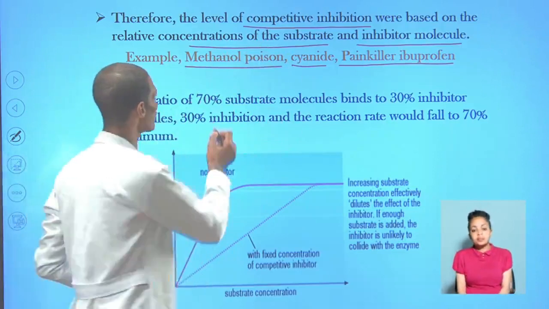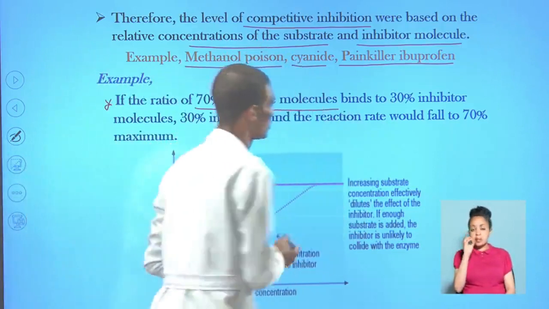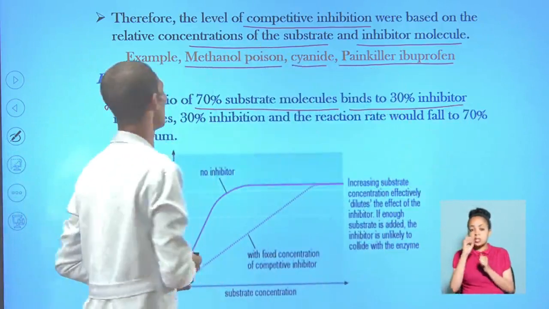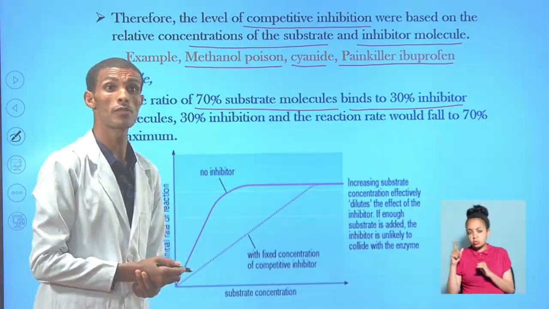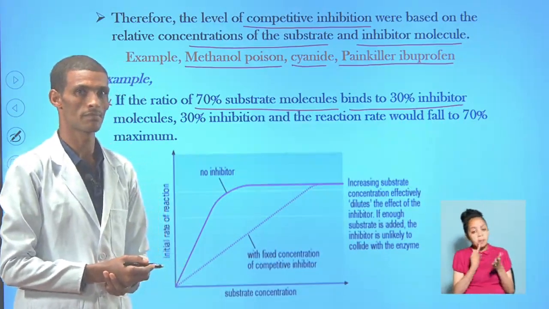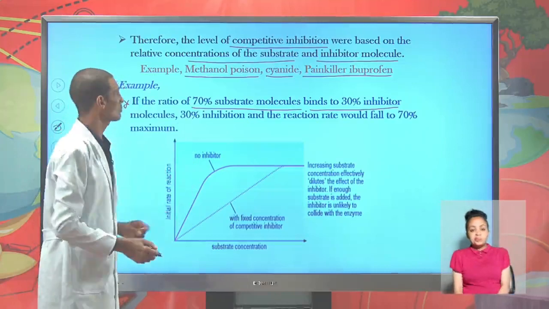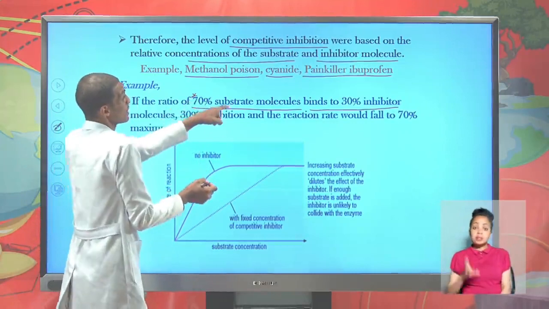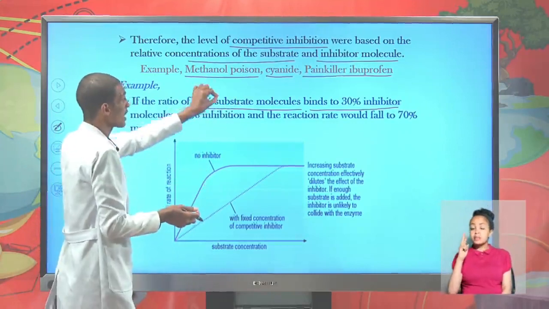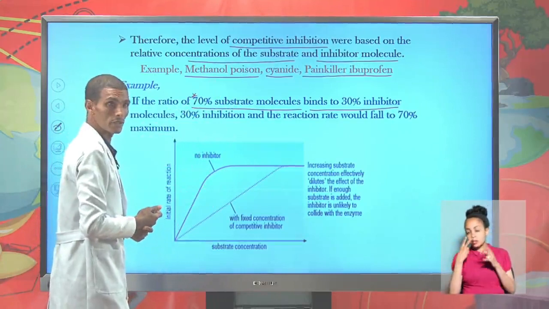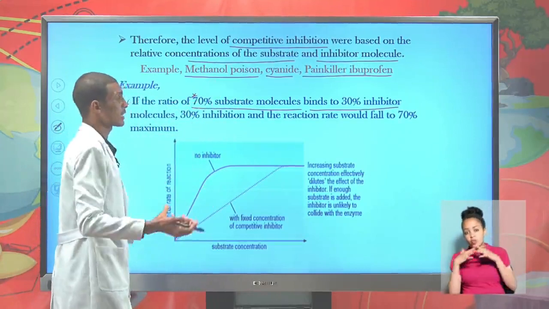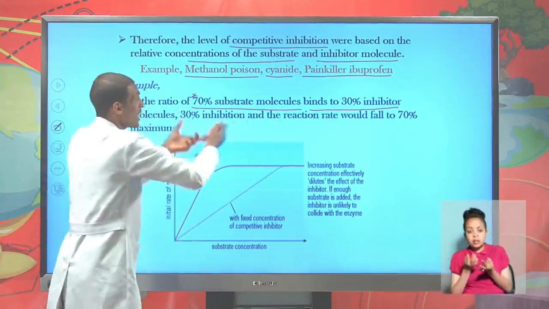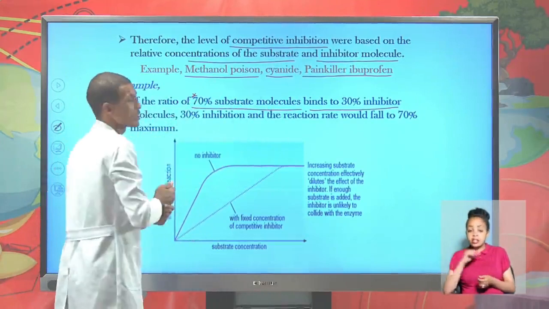If the ratio of 70% of substrate molecules binds to 30% of inhibitor molecules, what did you deduce from this example, student? Well then, when we say 70% substrate molecule, substrate is one factor that determines the rate of reaction. If more substrate is present in a certain reaction, there is a correlation that determines there is high kinetic energy. Together, the rate can proceed.